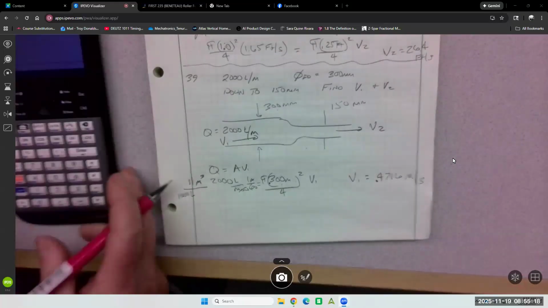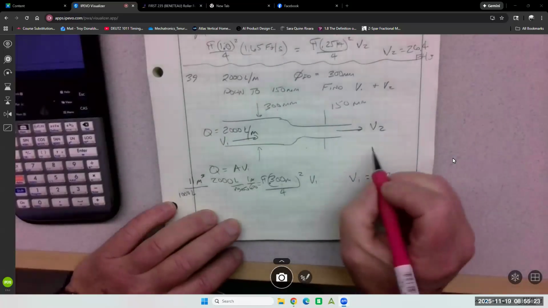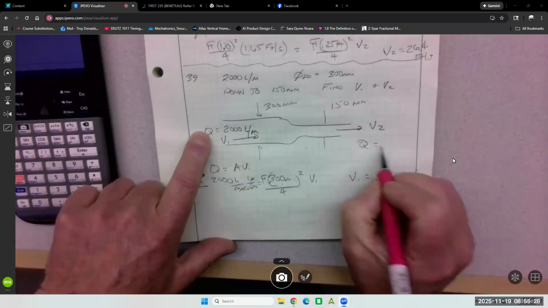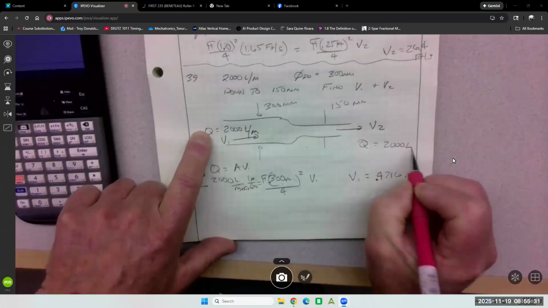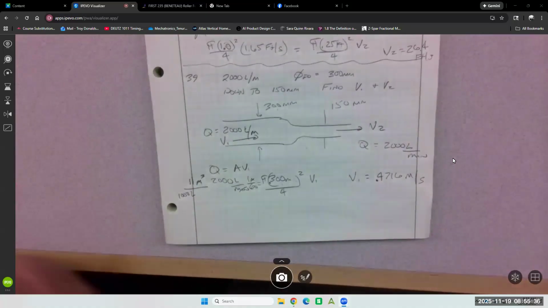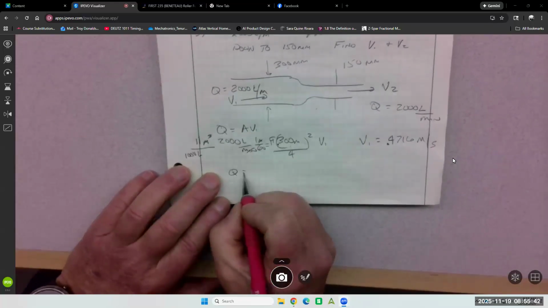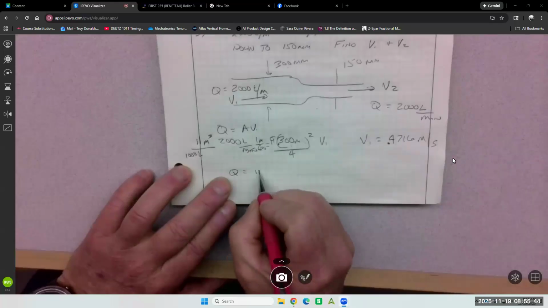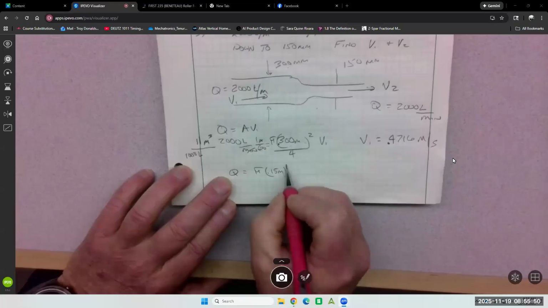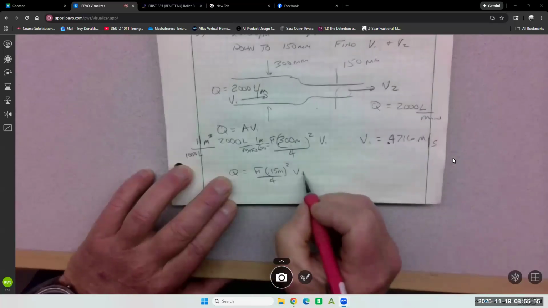Good job. And now we need V2. So V2, we know Q is that, and Q stays the same. So Q here is 2,000 liters per minute. Now we know Q is equal to, I'll jump down here, Q is equal to pi 0.15 meters squared over 4. That's this area. And then V2.